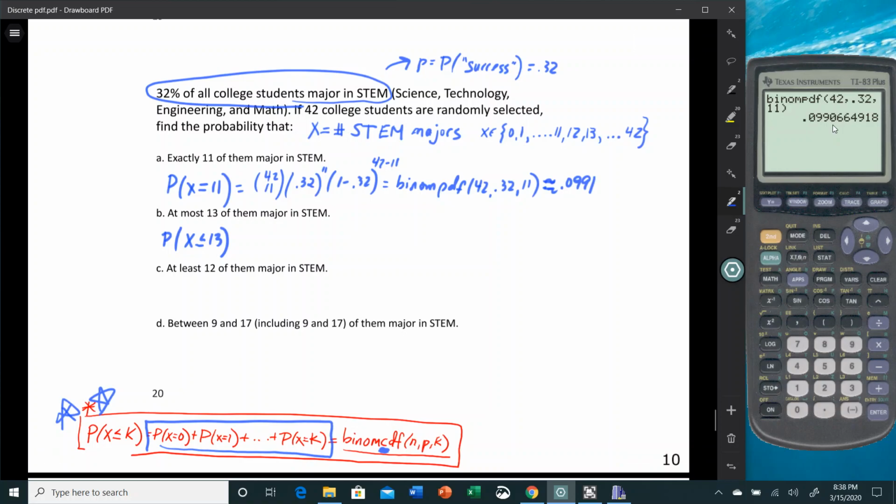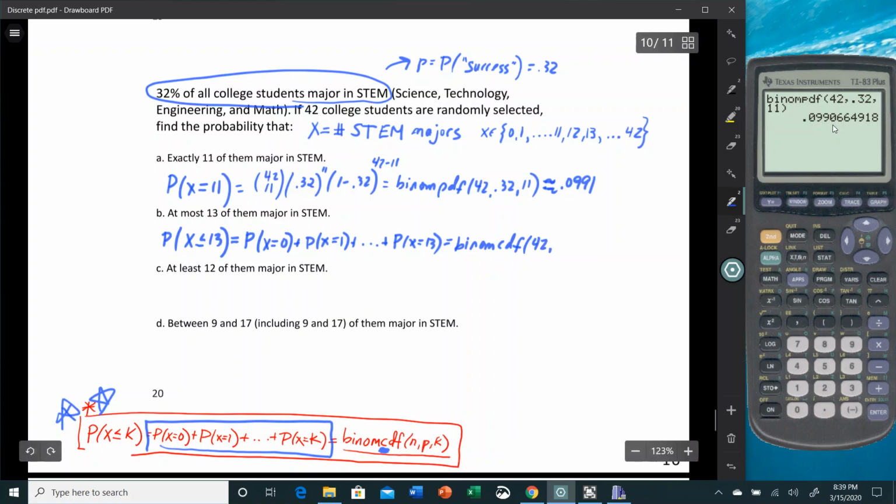So again, the probability x is less than or equal to 13 is equal to probability x is equal to 0 plus probability x is equal to 1 plus all the way up to 13. And we can calculate that using the binomial CDF. And the syntax for that, n here is still 42. p is still 0.32. And then the k in this case is the upper bound. The upper bound here is 13.